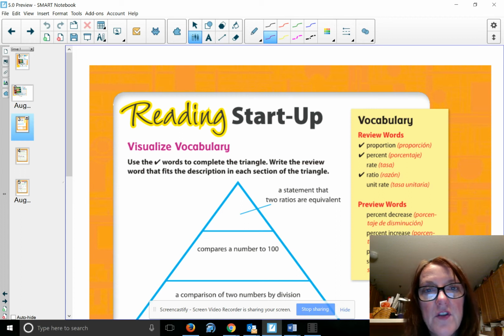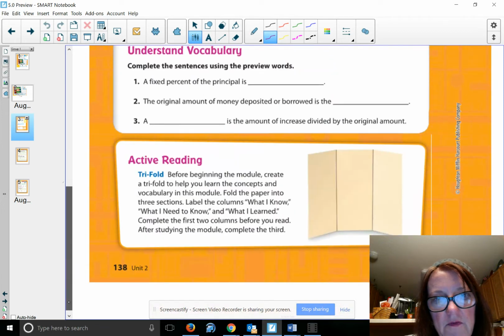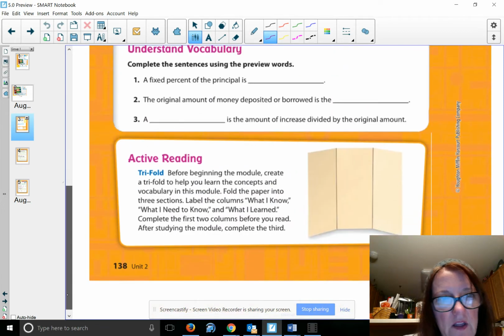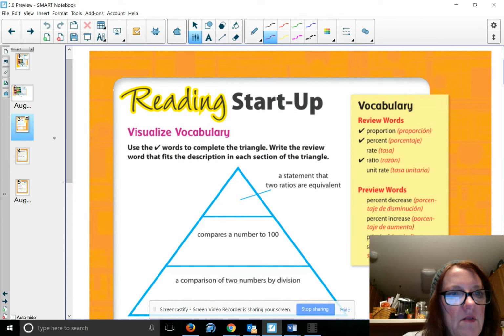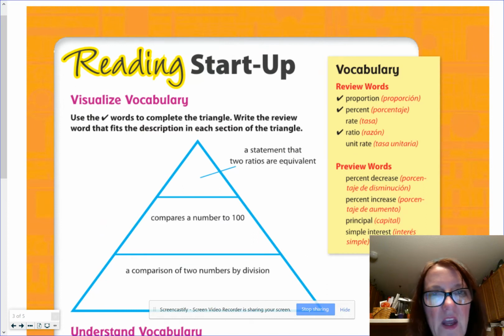Alrighty, let's first of all tackle by checking your preview to the Module 5 assignment, and then we'll dive into that first lesson in Mod 5, which should go pretty quickly, I think. Okay, so here's what I want you to do. Will you open up to the Reading Startup page, which has some vocabulary here? I think it's around page 138 or so. And let me get this full screen so it's a little better. And here we go. All right.